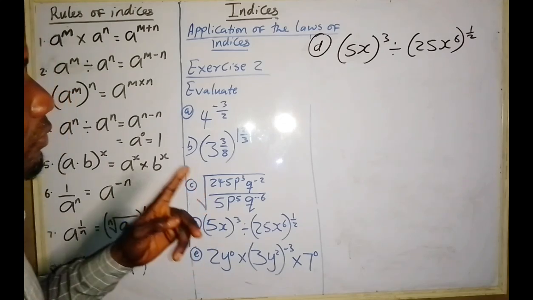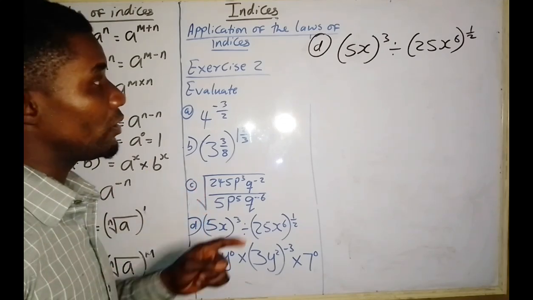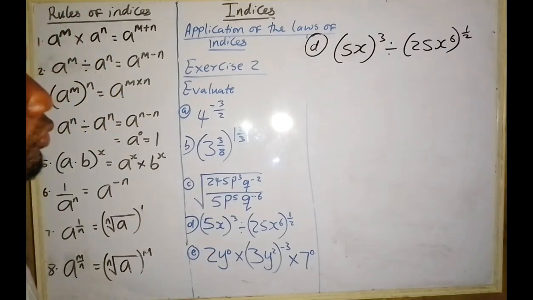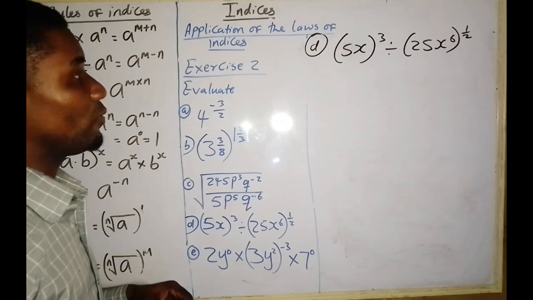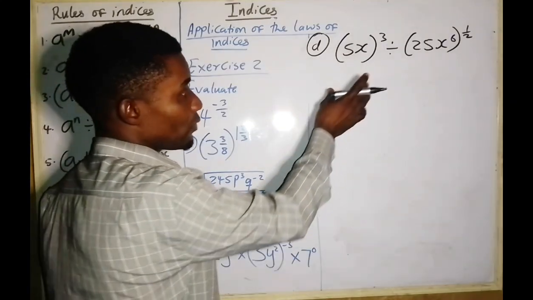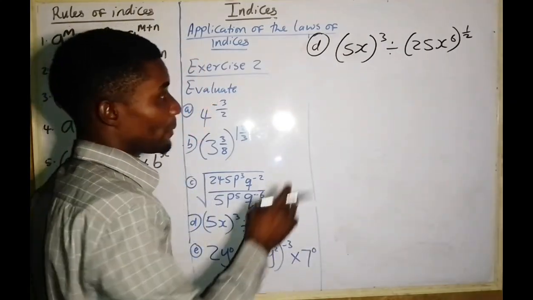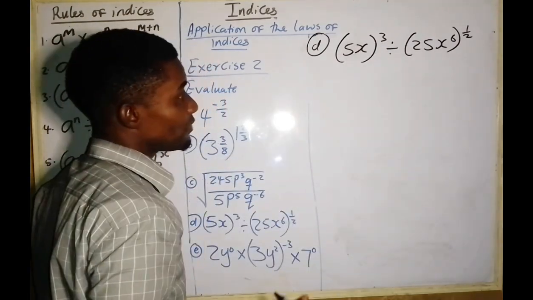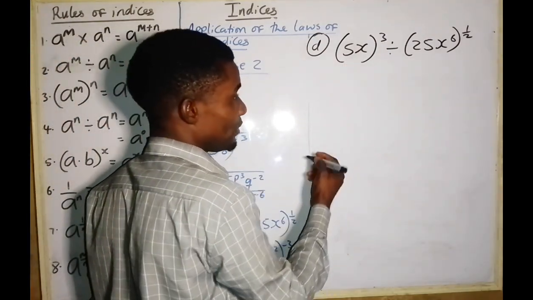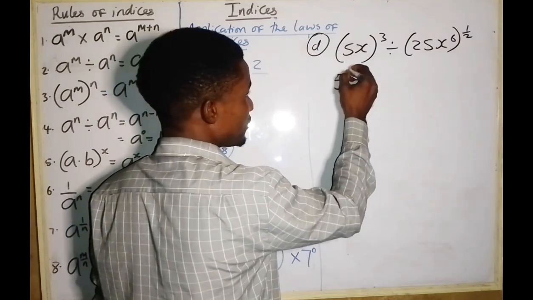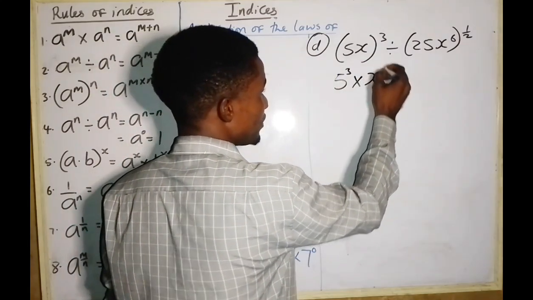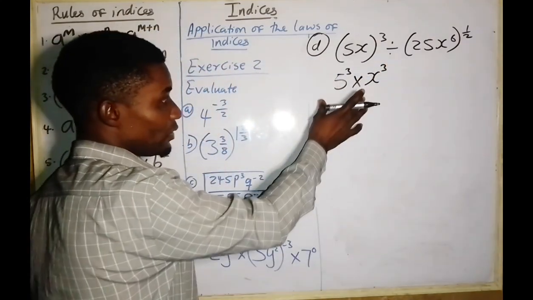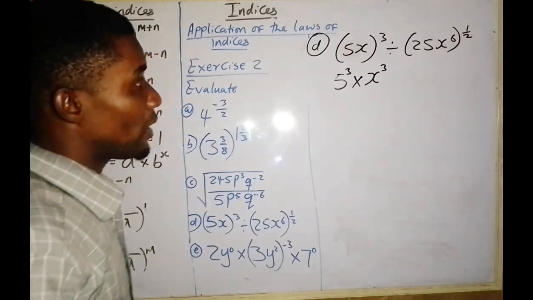And the second law is the division law, and the third law is the product power law. We're going to apply the product power law and the root power law for the second expression. Now let's solve this first expression, which is the product power law. For the product power law, we're going to distribute the index given outside the box all through the value given in the box. So we have 5 raised to the power of 3 times x raised to the power of 3. That is for the product power law.